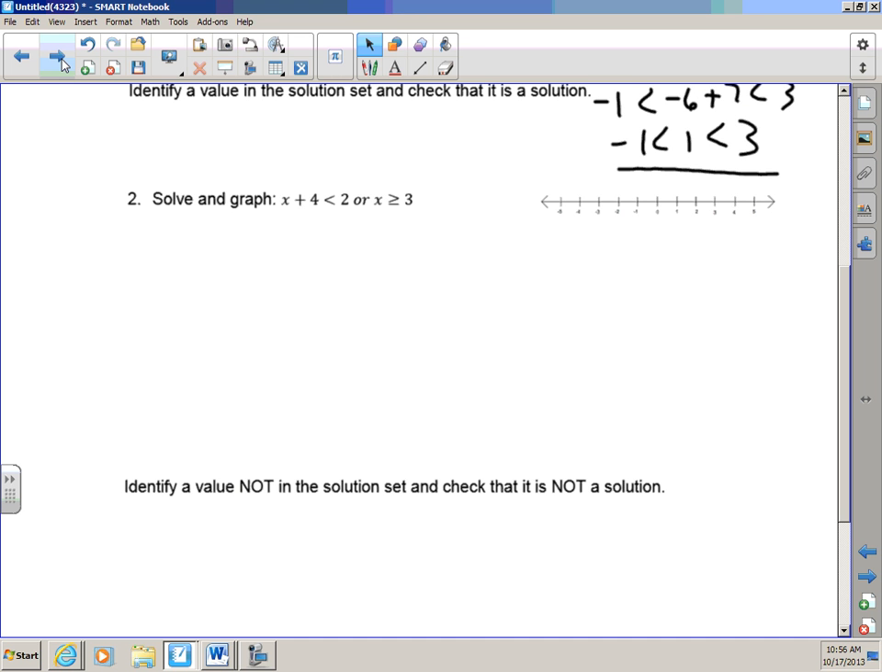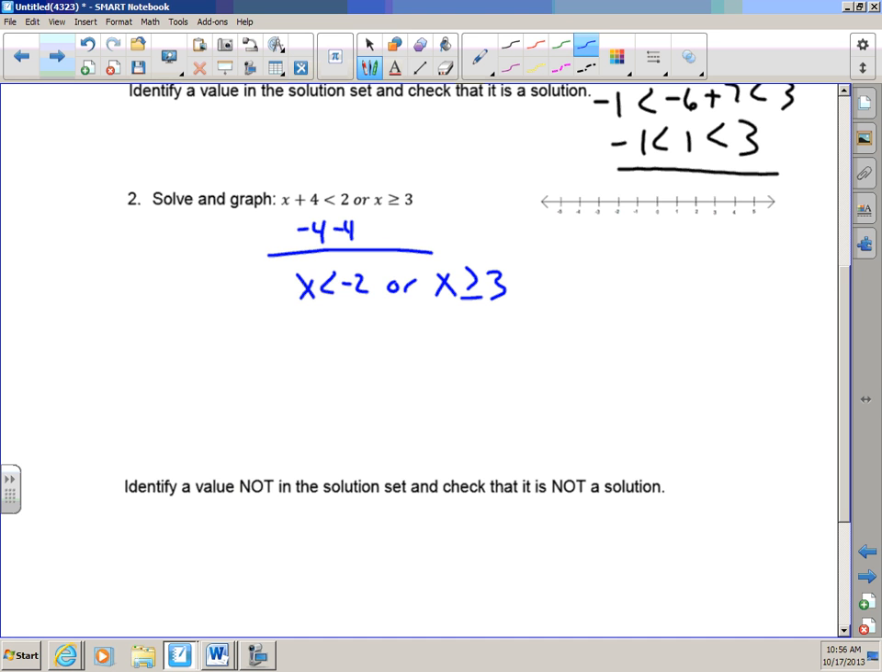So x plus 4 is less than 2, or x is greater than or equal to 3. So I solve both in terms of x. One of them is already done for me. And I see x is less than negative 2, or x is greater than or equal to 3. Now, I want to identify a value not in the solution set.